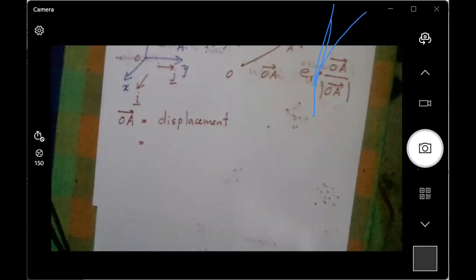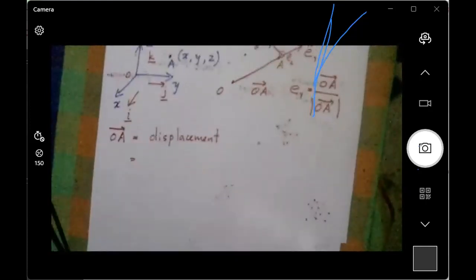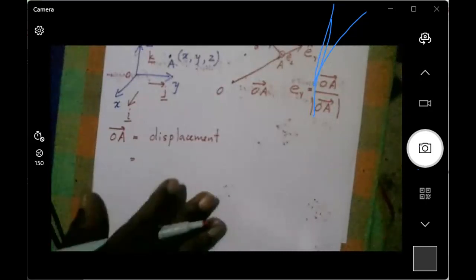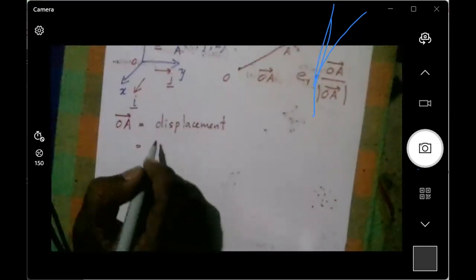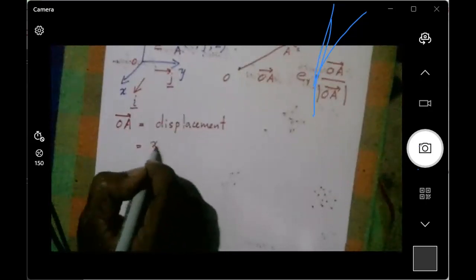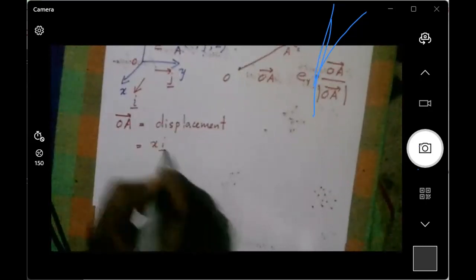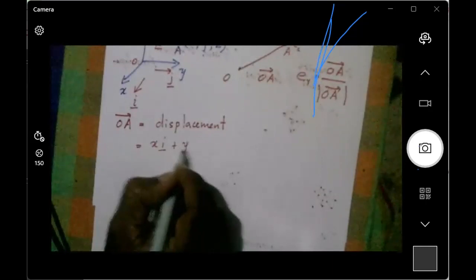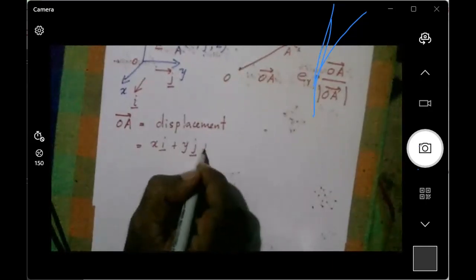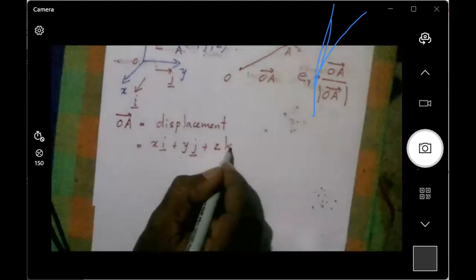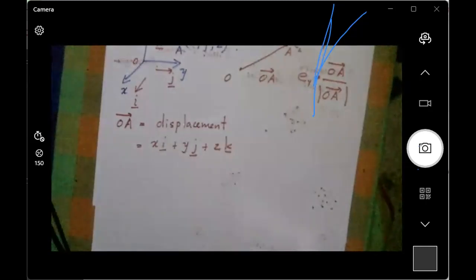Now my question is, how are we going to write this as a vector? Cartesian coordinates are given as X, Y, and Z. 3 unit vectors are there, I, J, K. So the displacement, the vector OA, is really xi plus yj plus zk. Okay.